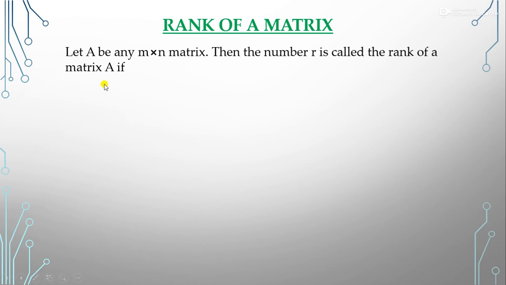Suppose A is any M cross N matrix. Then the number R is called the rank of the matrix A if it satisfies two properties. First, every minor of order R plus 1 of A is 0. You know what a minor is; I told you last time that if you have a 3 by 3 matrix, all the 2 by 2 submatrices are the minors. So every minor of order R plus 1 of A is 0.